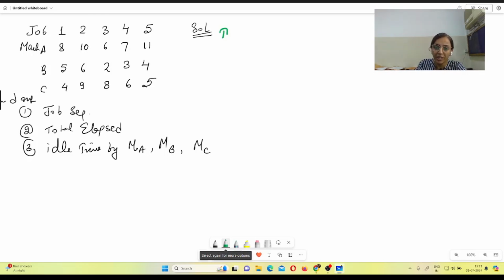Write down over here: minimum value from machine A, minimum value from machine C, and maximum value from machine B. The 3 machines are A, B, C, or 1, 2, 3, whatever it is. The minimum value from machine A is 6. The minimum value from machine C, from 4, 9, 8, 6, 5, will be 4. And the maximum value from machine B, from 5, 6, 2, 3, 4, is 6.